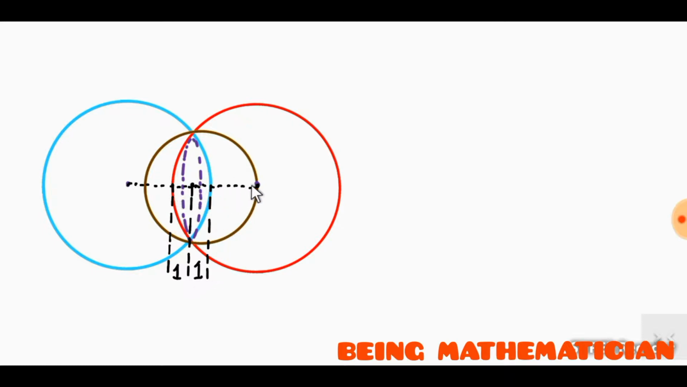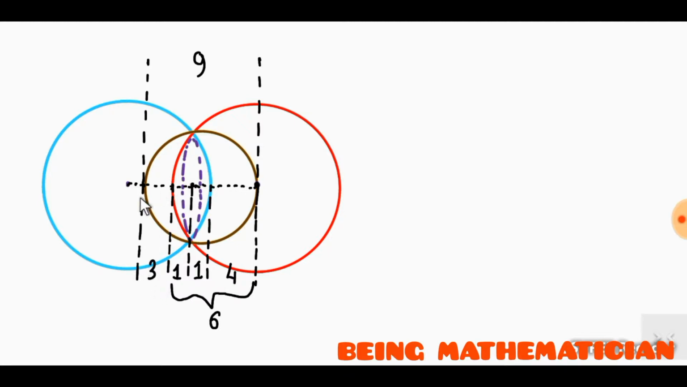And we know that the radius of the red sphere is 6 centimeter, and this point is the center of the red sphere. So from this point to this point, the length of this segment must be 6 minus 2, that is 4. And we know that the diameter of this brown sphere is 9 centimeter. So from this point to this point is 9 minus 6, that is 3. And we know that the radius of the blue sphere is also 6 centimeter. So from this point to this point is 6 centimeter.